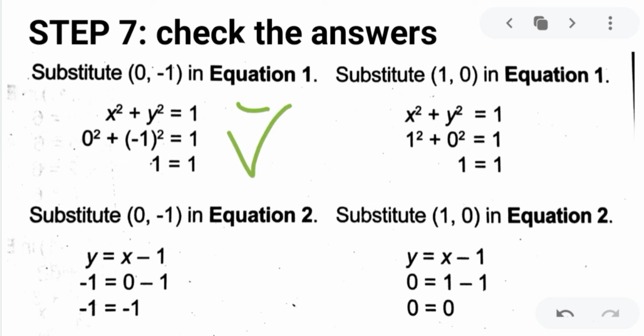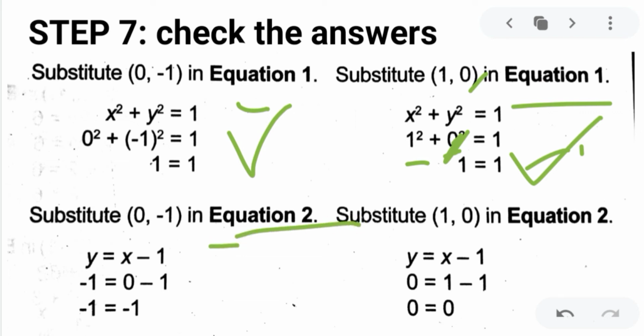Next, substituting 1 and 0 in equation 1. So that will be x squared, which is 1 squared. Then the y squared is 0 squared. Then cancel here. You will have 1 squared is equal to 1 here. So this is true. Now, substituting 0 and negative 1 in equation 2, that will be y equals x minus 1.